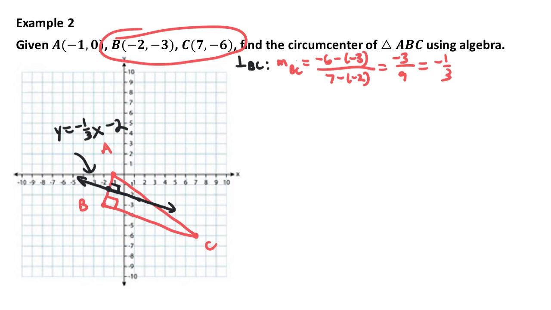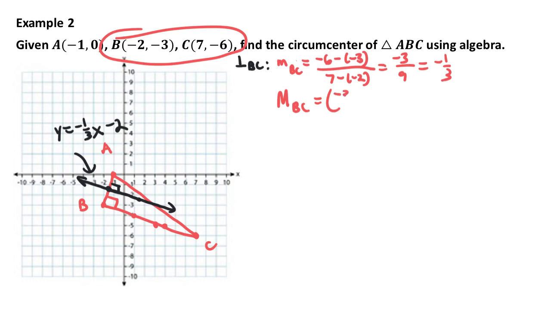Does the slope of BC look like it could be negative 1/3? Yeah, starting with the point B, if I went down 1 and over 3, I'd get here. 1, 3 right there. 1, 3 gets me to C. Yes, I got the right slope. Let's try the midpoint of BC.